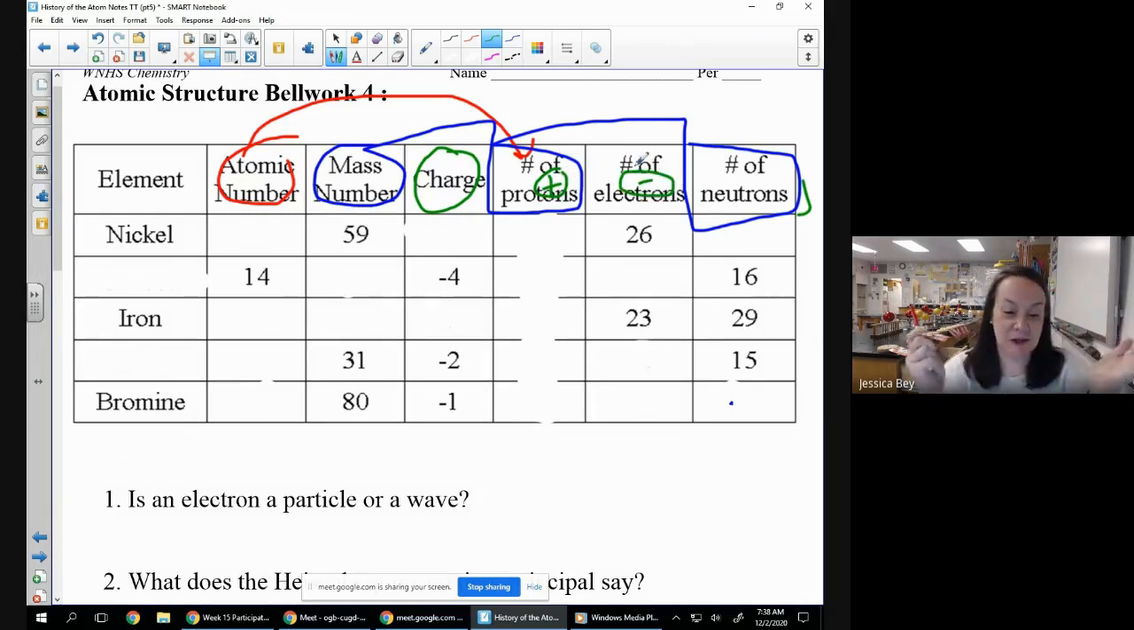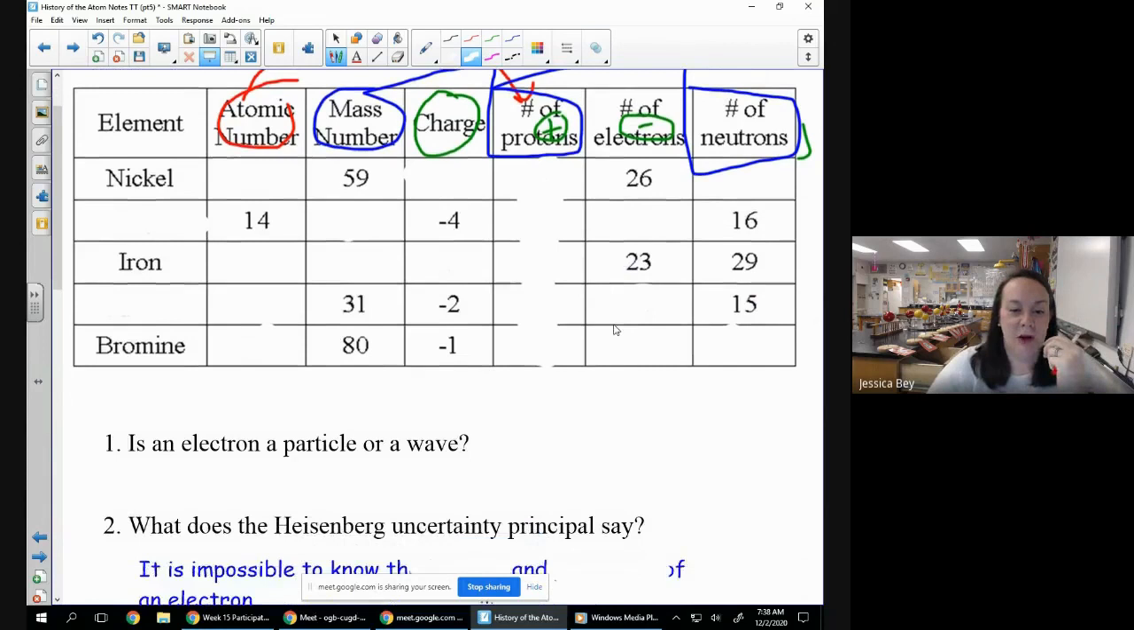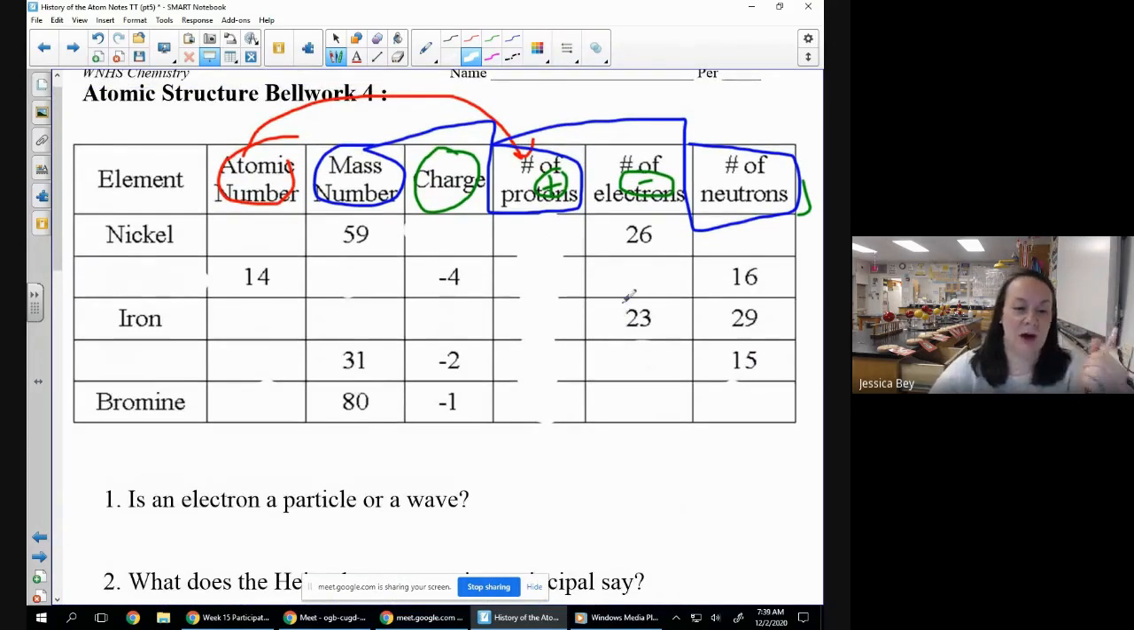Because I can't see you and see if you have any questions, I'll just pause for a few seconds while you work on this. If you have any questions or if you want me to go over anything, please let me know. And then you are going to do the questions at the bottom. Is an electron a particle or a wave? What does Heisenberg's uncertainty principle say? And what is an orbital? That's the last thing you should have looked at in your notes from yesterday. I'm going to double check attendance while you fill this out. Please, if you have any questions, don't hesitate to ask so that I can help you.